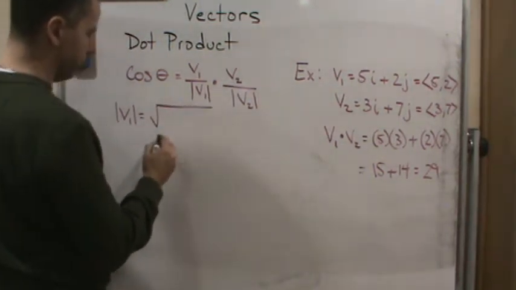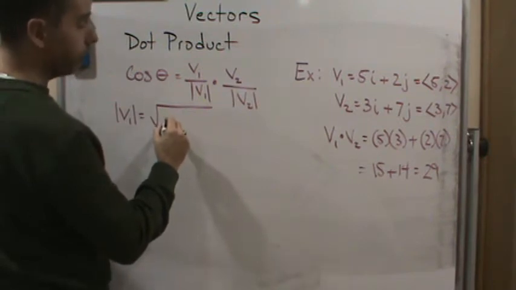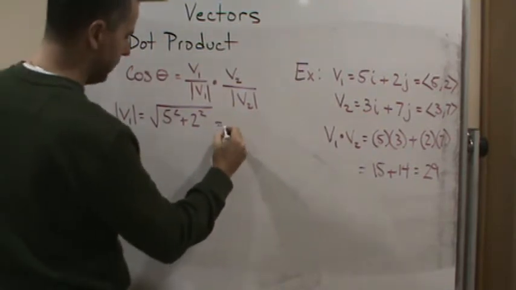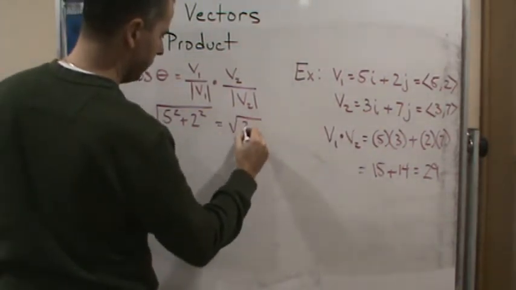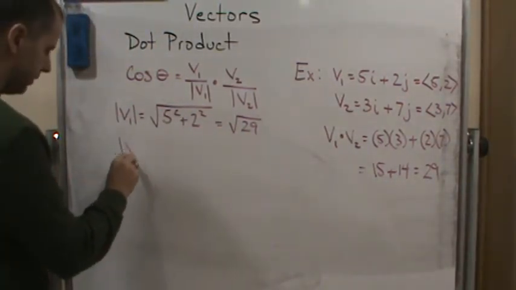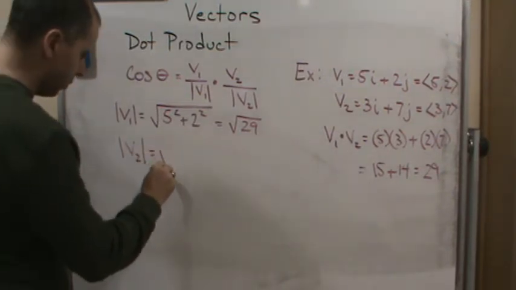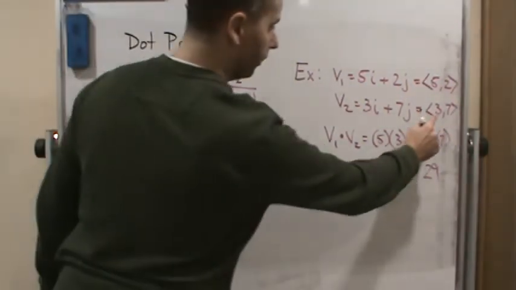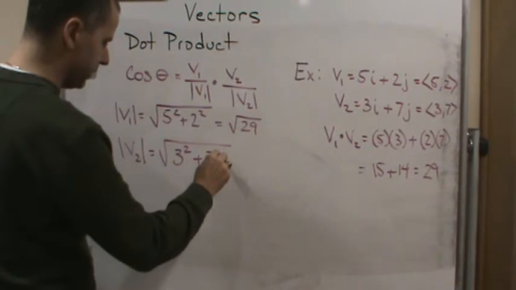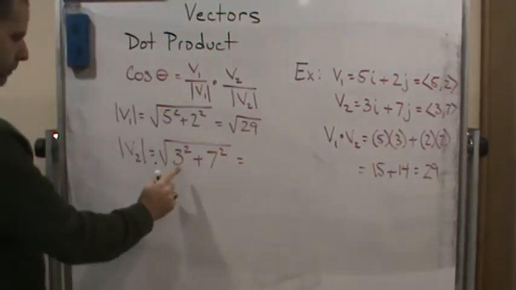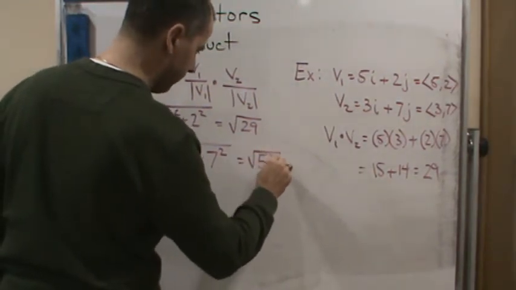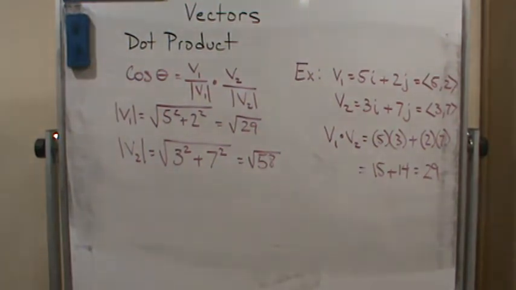So the square root of that. So this is going to be the square root of 5 squared plus 2 squared. Okay? And so that's going to equal the square root of 29. And then likewise, the magnitude of v2 is going to be the square root of 3 squared plus 7 squared. And this is going to give me 9 plus 49, which is 58. So it's going to be the square root of 58. So now I've got the two magnitudes, so now I can put that in there.